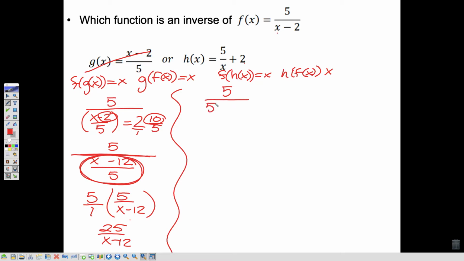So I have 5 over x plus 2 minus 2. So my 2 and 2 zero out, so I have 5 over x. I now multiply by the reciprocal. So I have 5 times x over 5. My 5's reduce, and I have an x. Okay? So f of h worked. Now I need to make what work? H of x.